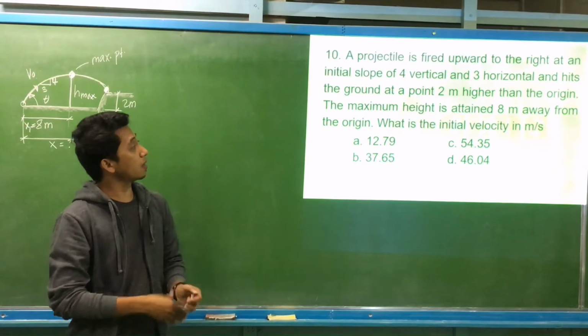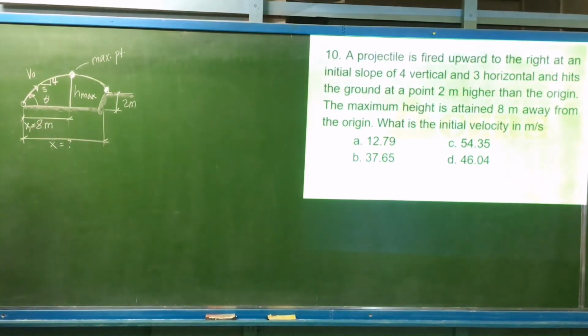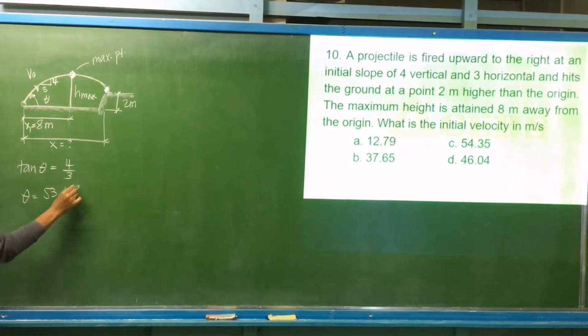A projectile is fired upward to the right at an initial slope of 4 vertical, 3 horizontal, and hits the ground at a point 2 meters higher than the origin. The maximum height is attained 8 meters away from the origin. What is the initial velocity in meters per second? First, we are to determine the angle. Tangent of theta is equal to opposite over adjacent, 4 divided by 3. So our angle will be equal to 53.13 degrees. That is for a 3-4-5 triangle.